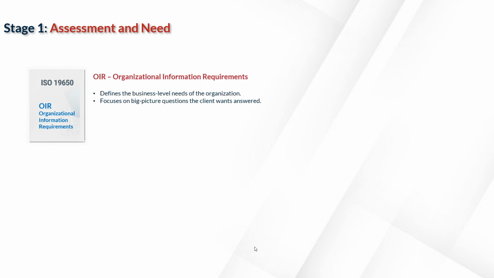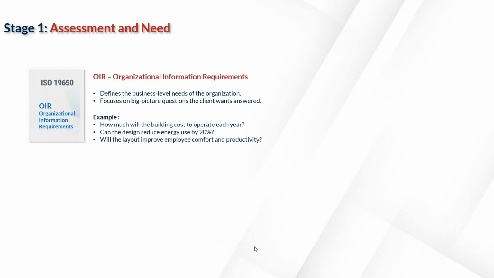The very first document the client starts with is the OIR, or Organizational Information Requirement. This document captures the business level needs of the organization. It's like the big picture question that the organization wants answered. For our scenario, the client's OIR might include questions like how much will this building cost us to run every year? Can this design help us save energy or reduce our electricity bills, such as reducing energy use by 20%? Will the new office layout improve employee comfort and productivity?